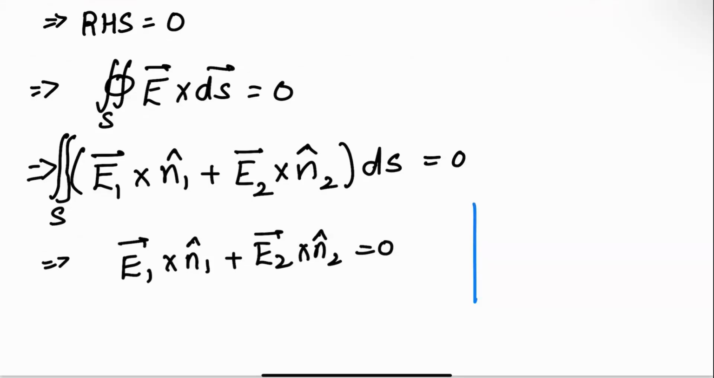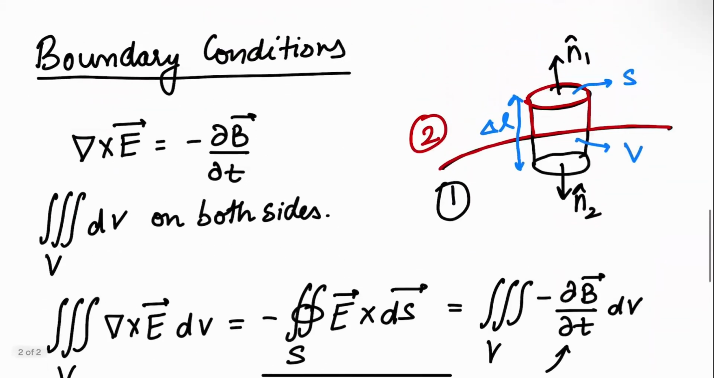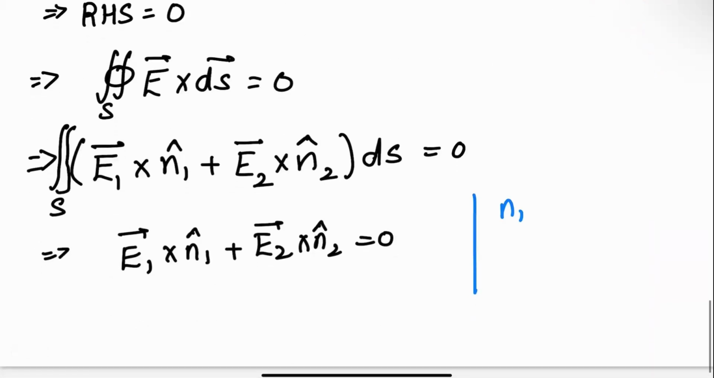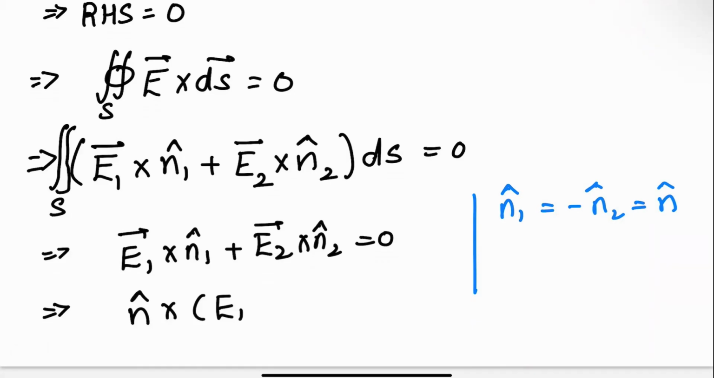But since n1 and n2 are pointing in opposite directions, and when this delta L goes to zero, they become basically the same disk. Right? So we can write n1 hat would then just be nothing but minus n2 hat, which we can call n hat. Right? Which means that you have nothing but n hat cross E1 minus E2 equal to zero. That's the first boundary condition.